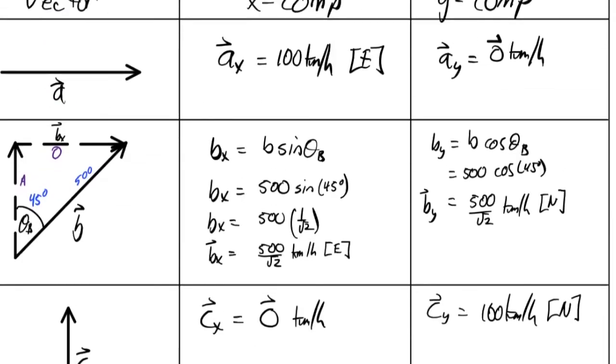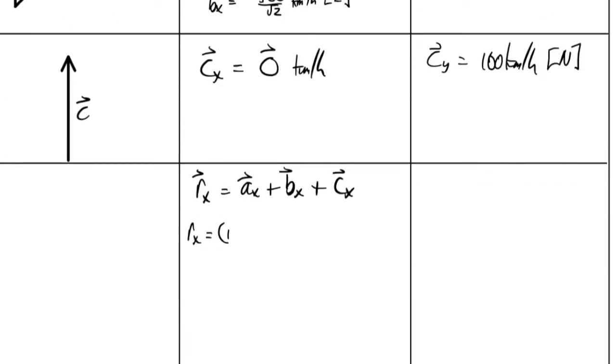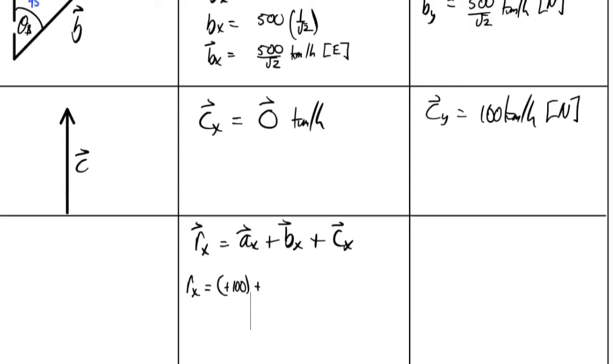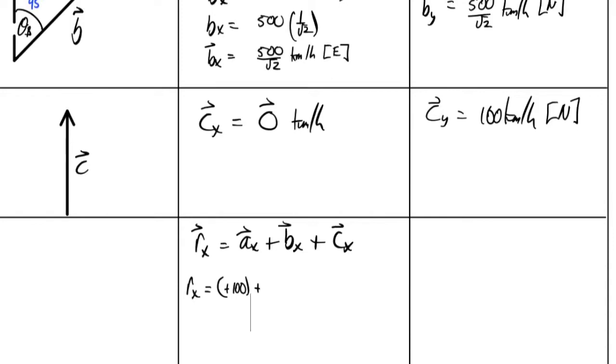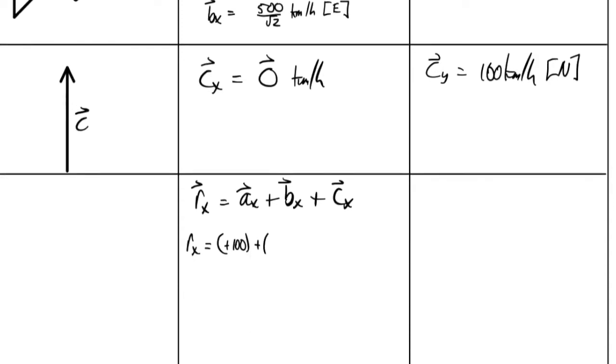And maybe I have enough room here. Let's see. So we have Rx is equal to Ax plus Bx plus Cx. They're all collinear, so dropping the vector notation, our Ax is 100 kilometers per hour towards the east. The east means positive, so that is going to be positive 100. And yes, you need to put the plus sign there. That communicates that you recognize that the direction is positive because it is going east. Vector B, Bx I should say, is also going east, and it's 500 over root 2. So this is, let's try that again, positive 500 over root 2, and then plus Cx, which is 0, not plus or minus, just 0.